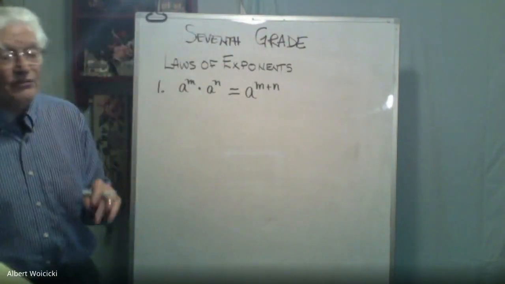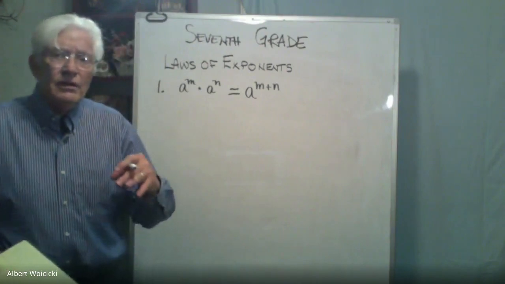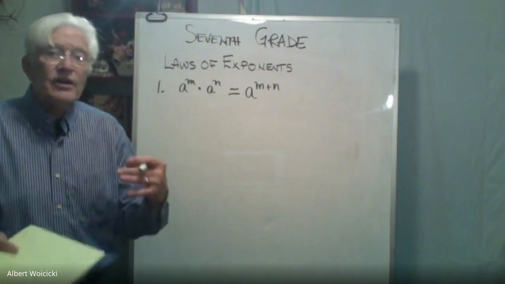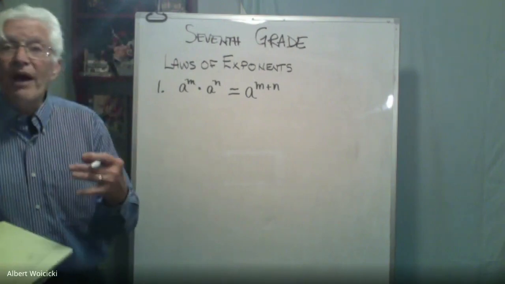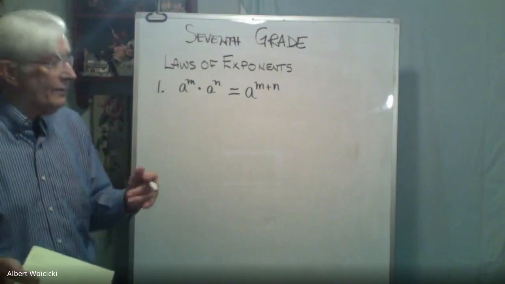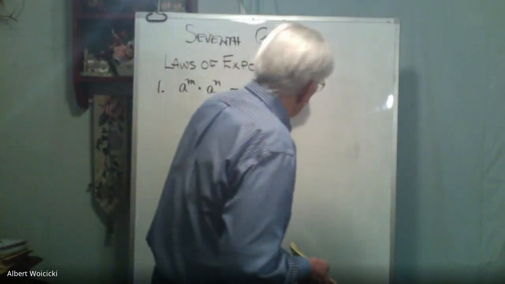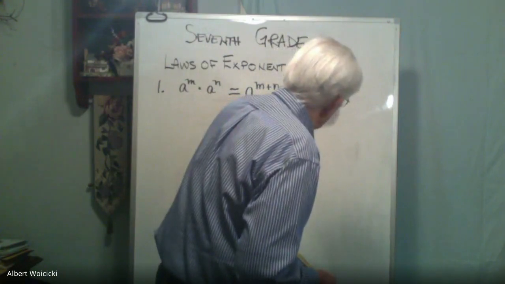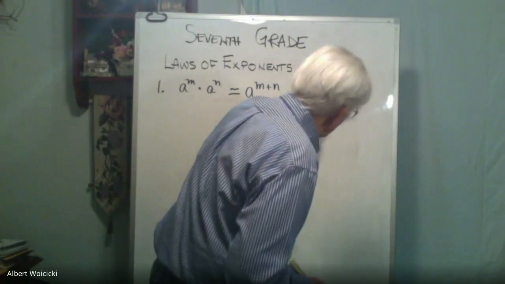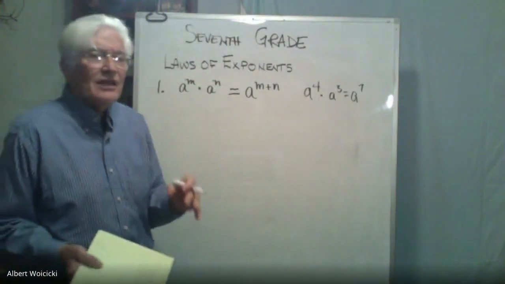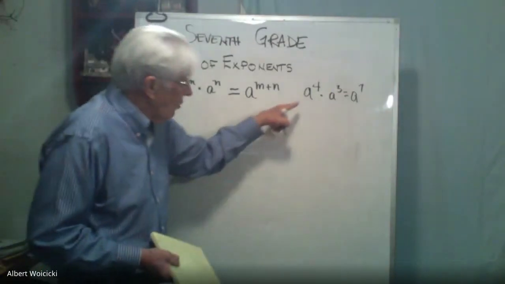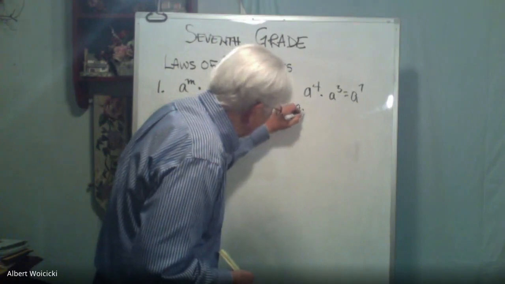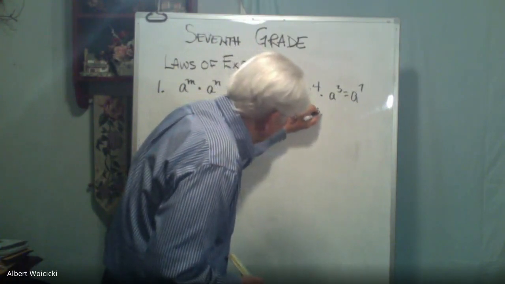I add my exponents. And if your students don't understand why that is, then you have to give them confidence by showing them why it works that way. So you might have to say, well, I've got a to the fourth times a to the third, and I'm declaring that to be a to the seventh. Why am I declaring that to be a to the seventh? Because what is a to the fourth? Well, it's a as a factor 4 times.